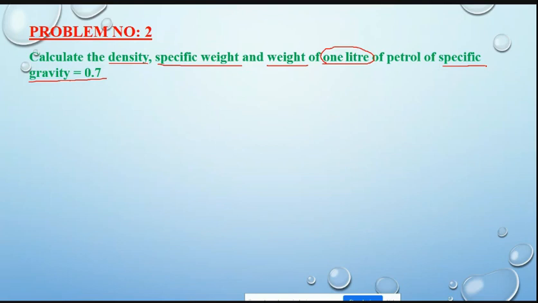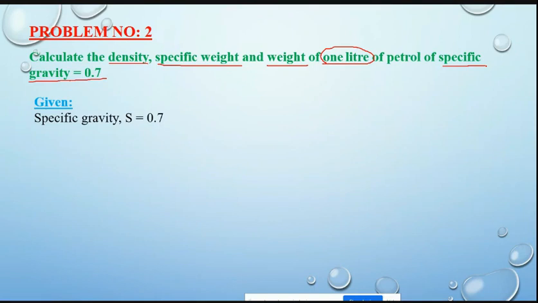Okay, so in our previous problem, finally we got the specific gravity, but here we're having the value for specific gravity. So that means you have to reverse the first problem. Whatever steps you followed in the first problem, just reverse them. So what is the procedure that we have to follow for this problem? What is the formula for specific gravity? First we can write the given data.